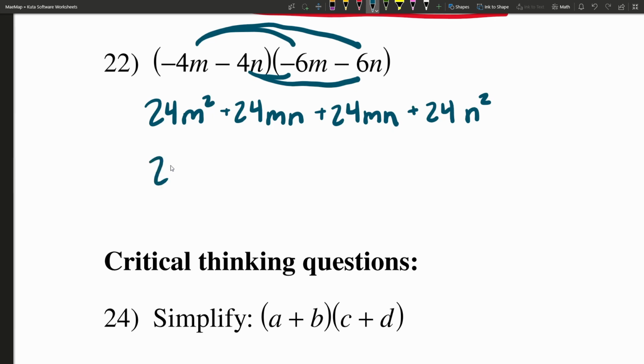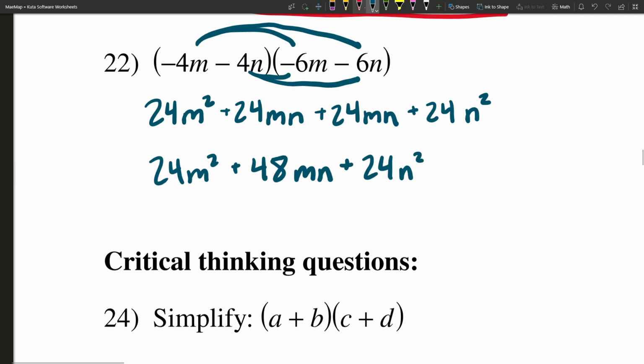So we have 24m squared plus, combining those two terms, 48mn plus 24n squared. That's our solution for number 22.